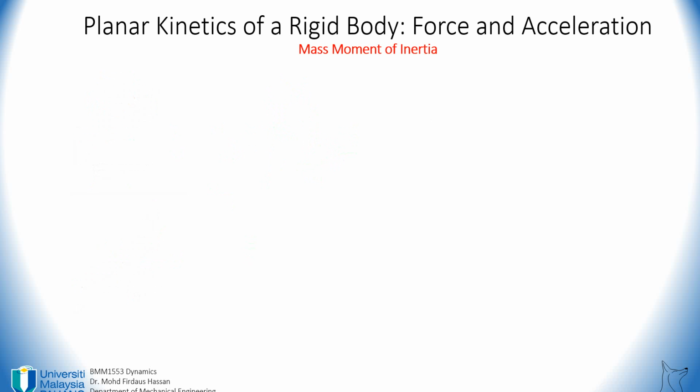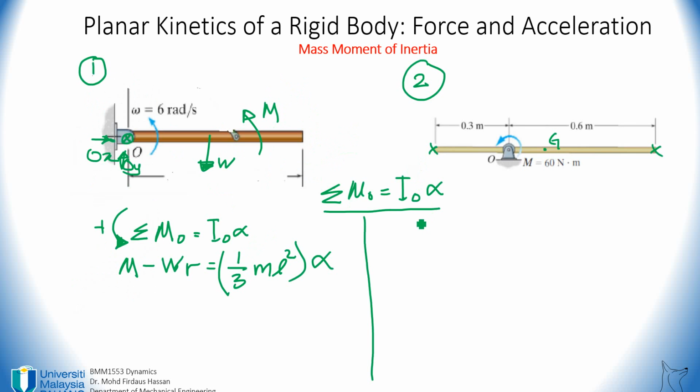There's no equation given. What you have to do is use the parallel axis theorem. Parallel axis theorem says that the summation of moment at O, let's say we choose counterclockwise positive, is equal to Ig times alpha plus m d square times alpha. Okay, d is what? d is the distance from G to O. G to O here I put the R1 just now.